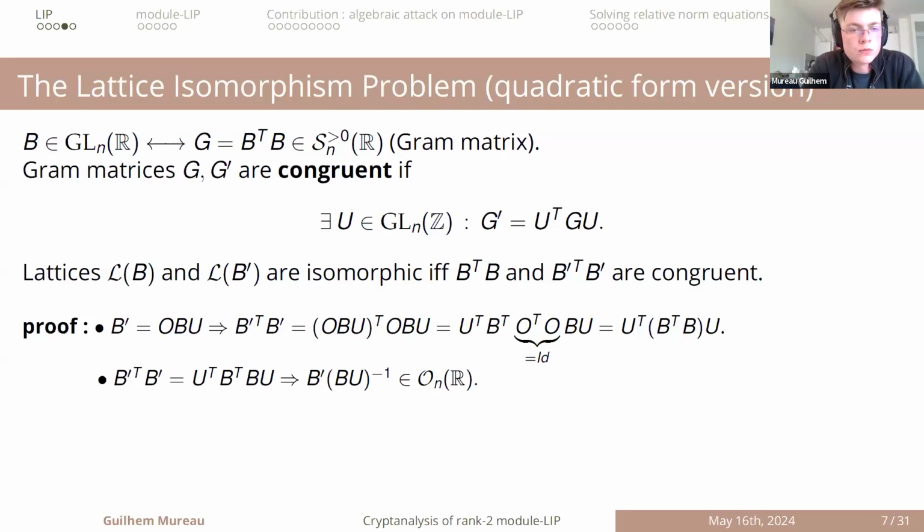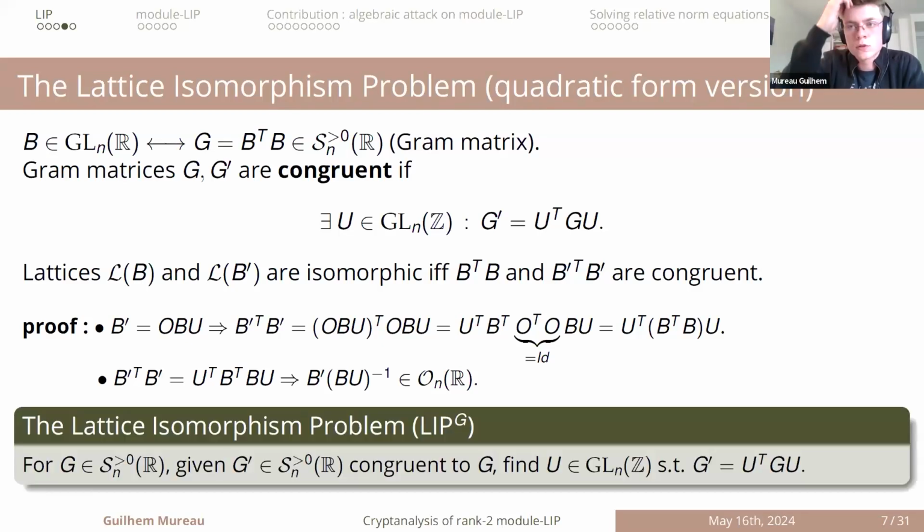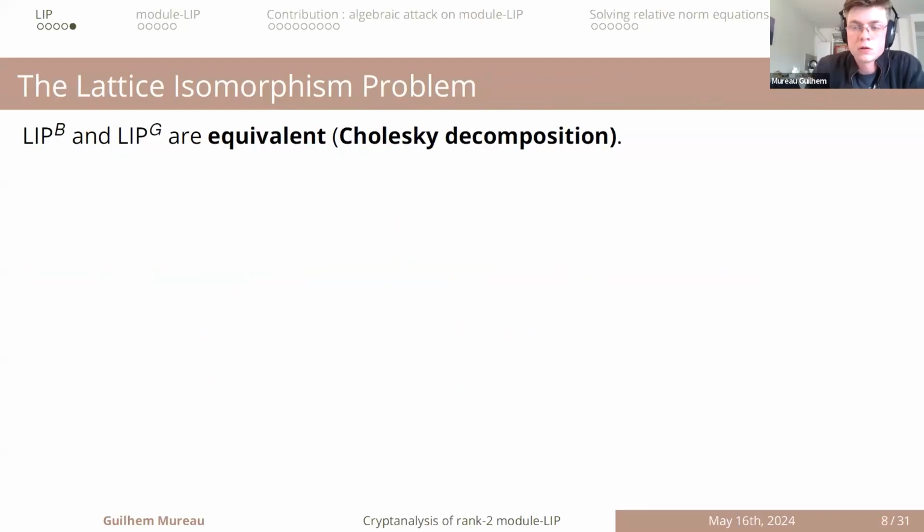Conversely, if we suppose that we have a congruence relation between the two Gram matrices, an easy computation shows that B prime times the inverse matrix of BU is an orthogonal matrix. So we can use it to reformulate LEAP with Gram matrices. Given Gram matrix G and G prime congruent to G, the problem can be reformulated as finding U unimodular satisfying the congruence relation. The two problems are equivalent.